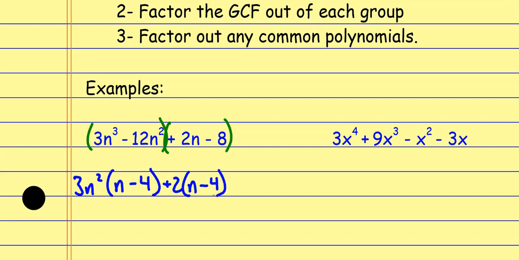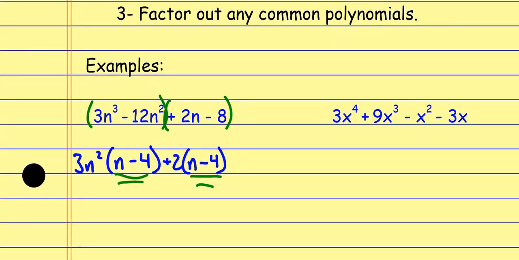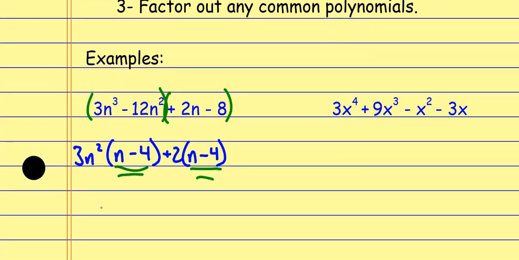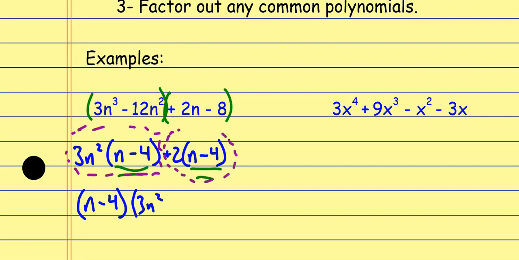And now I look for big chunks that are the same, and I should see that I've got this chunk of n minus 4 that they have in common. So basically, I'm going to take out the n minus 4, and if I were to take the n minus 4 and write it here, think about what would happen if I took the n minus 4 out of this first chunk of stuff. I'd be left with a 3n squared. And if I took the n minus 4 out of the second chunk of stuff, I'd be left with a plus 2. And so that's what happens.